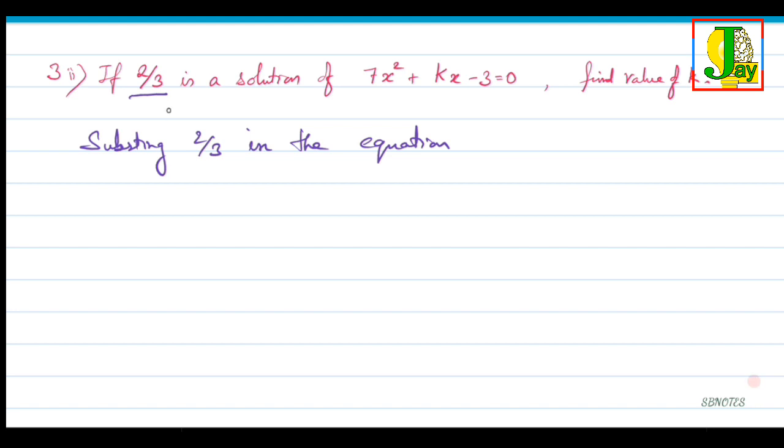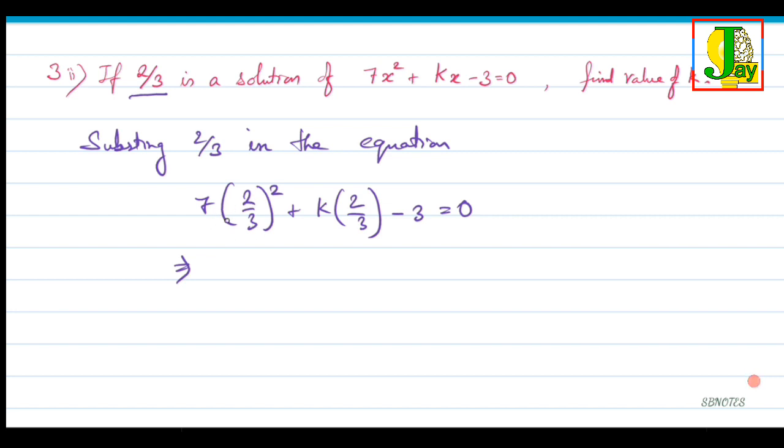In the previous question we had to find whether the given value is a solution. There we had to check, but here it is already given, so we can put it in: 7 into (2/3)² plus k into 2/3 minus 3 equals 0. Now we are going to find the value of k from here. So you can now easily find it.